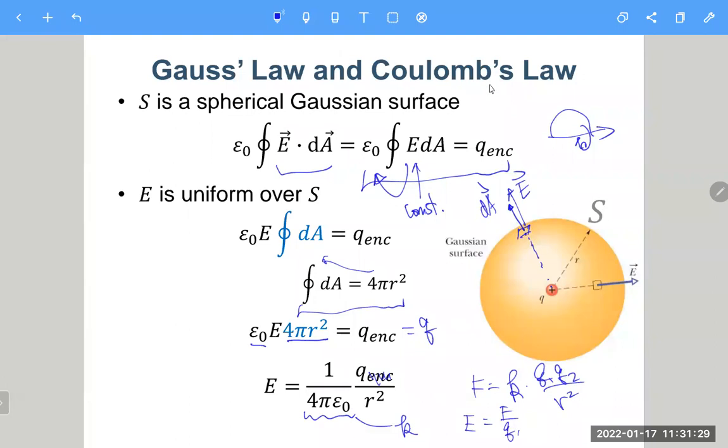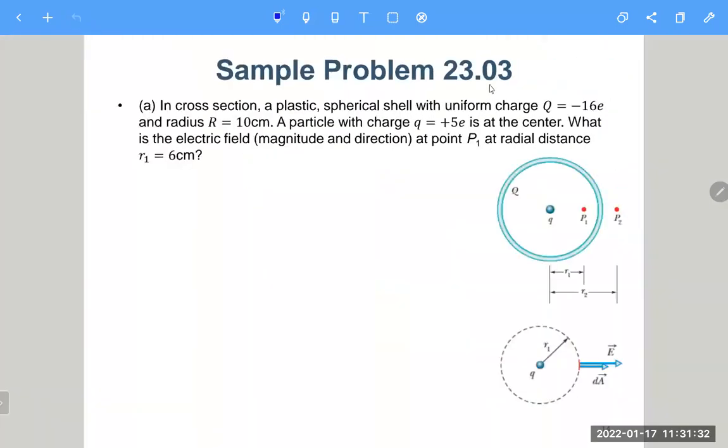So I think this is simple. Let's take a look at a sample problem to see how we can use Gauss's law. Here it says, in cross section, a plastic spherical shell with a uniform charge Q equals negative 16 e and radius capital R equals 10 centimeters. A particle with charge q equals 5 e is at the center. What is the electric field at point P1 at radial distance R1 equals 6 centimeters?